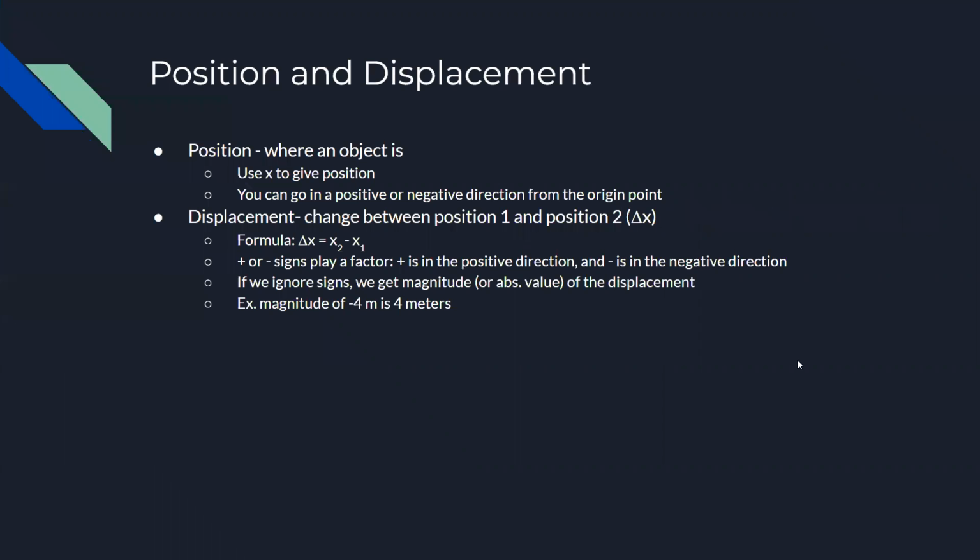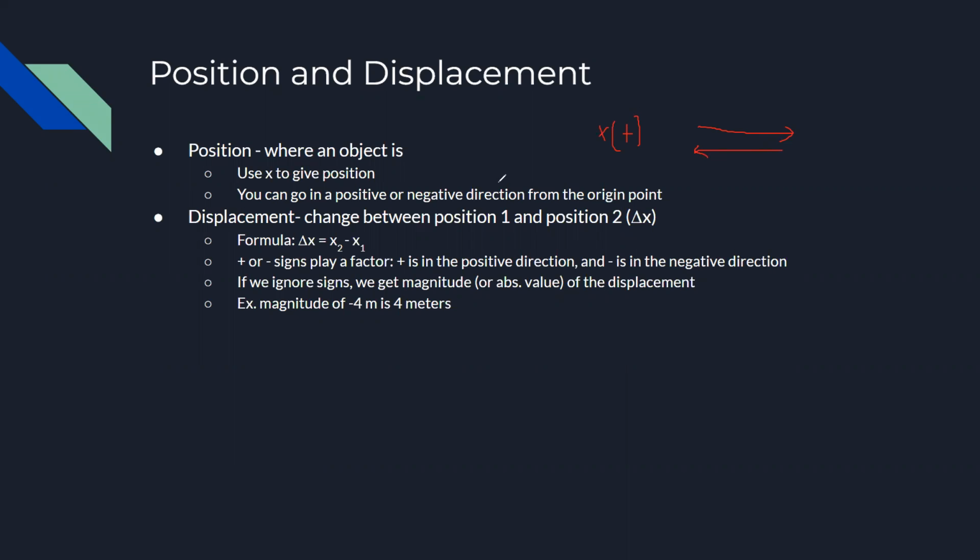So let's first start out with position and displacement. Position is basically where an object is, and that's denoted with the variable x. In most cases, you see position as x of t. And with position, you can go in either a positive direction, that is this way, or a negative direction from an origin point.